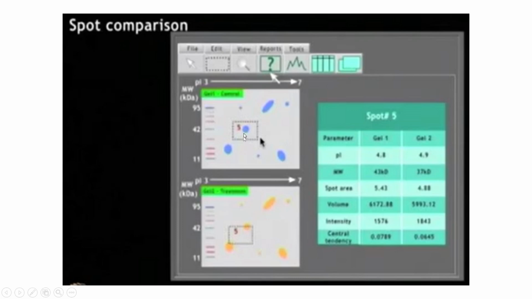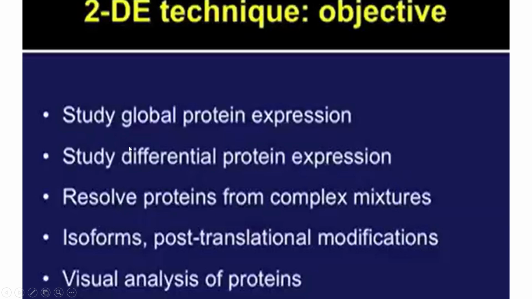So they are trying to compare these two spots basically. Accordingly, this is around 43 molecular weight, whereas this is slightly lower than 42. So it is trying to compare them, so that all those analyses can be done using software. That's how it will help you to study global protein expression.